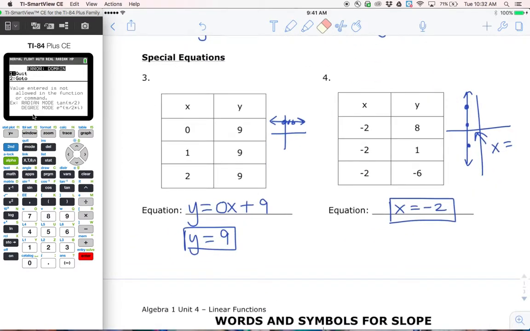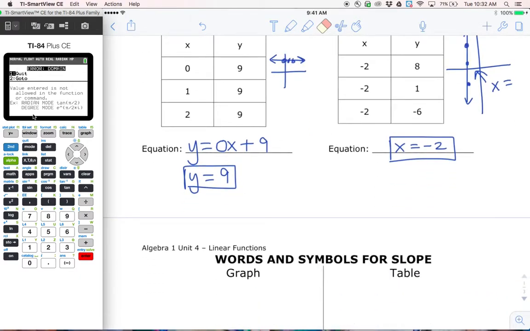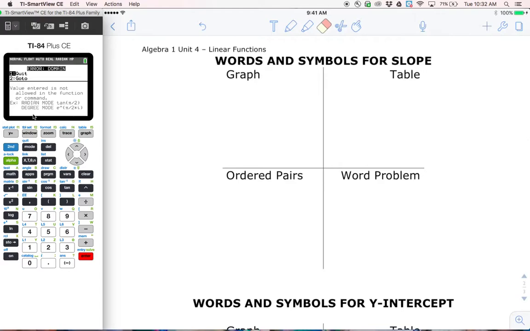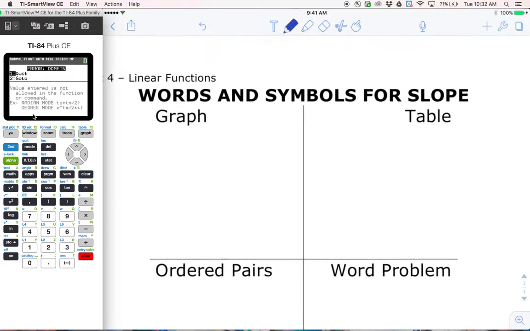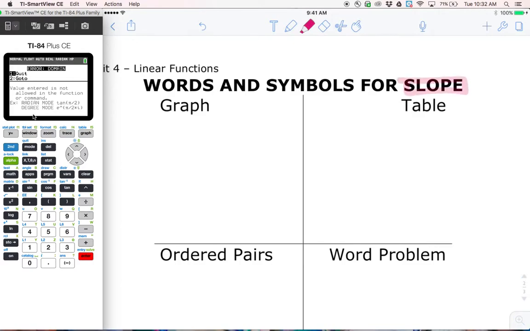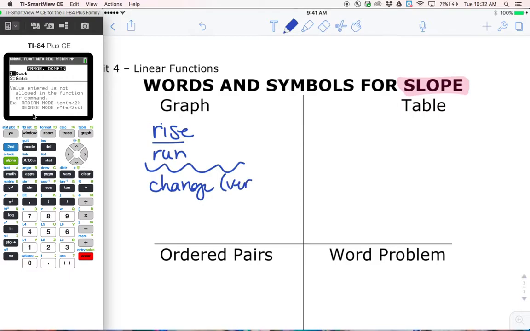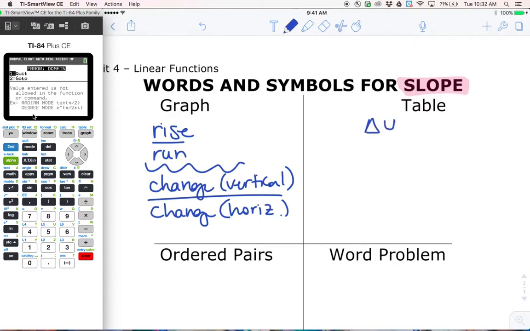All right. On the back side of this, let's kind of recap what we know about slope and y-intercept, okay? And I'm going to go through this really quickly, so just pause it if you need to. All right, for the top half here, we're talking about slope. Words and symbols for slope. Well, from a graph, we know that it's just rise over run, okay? Or we can say the vertical change over the horizontal change. Okay? All right, from a table, we just look at the change in y over the change in x, right?